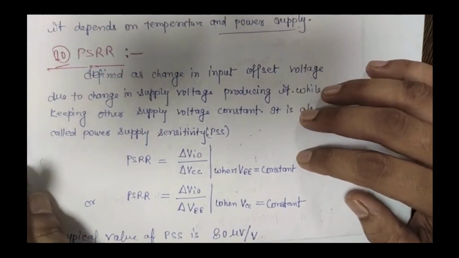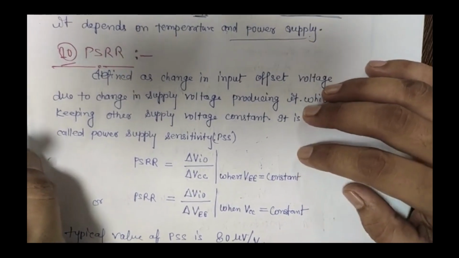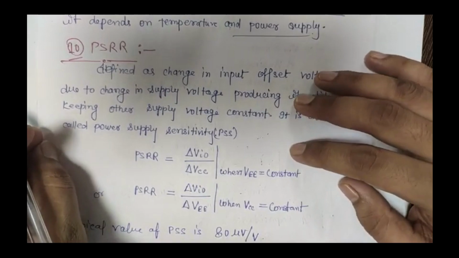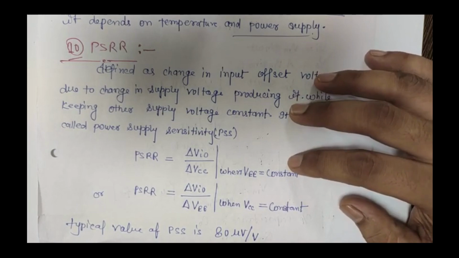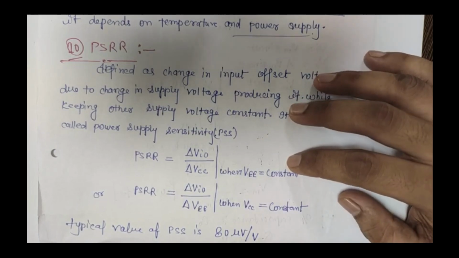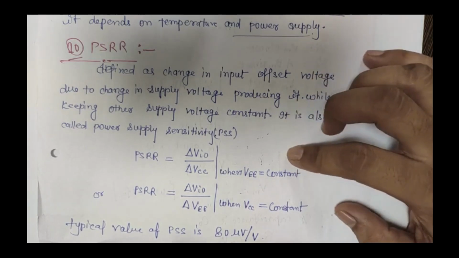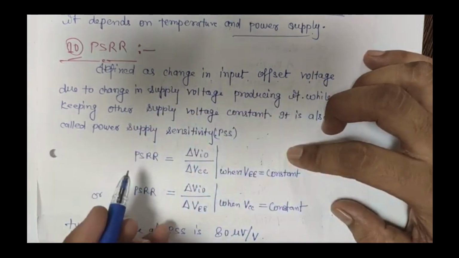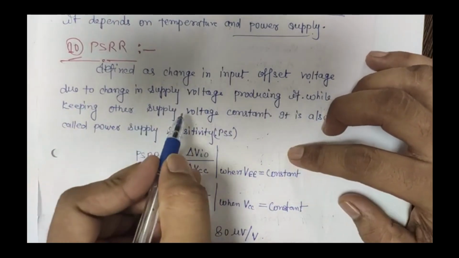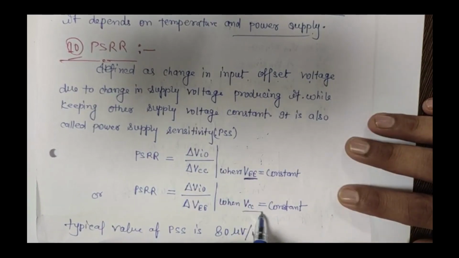In abbreviation it is called PSRR, power supply rejection ratio. One abbreviation that we have already done is CMRR, common mode rejection ratio. So it is important to note that PSRR is different from CMRR. This is the power supply rejection ratio, that was common mode rejection ratio. The power supply rejection ratio is measured as change in input offset voltage with respect to change in power supply while keeping the other supply constant.